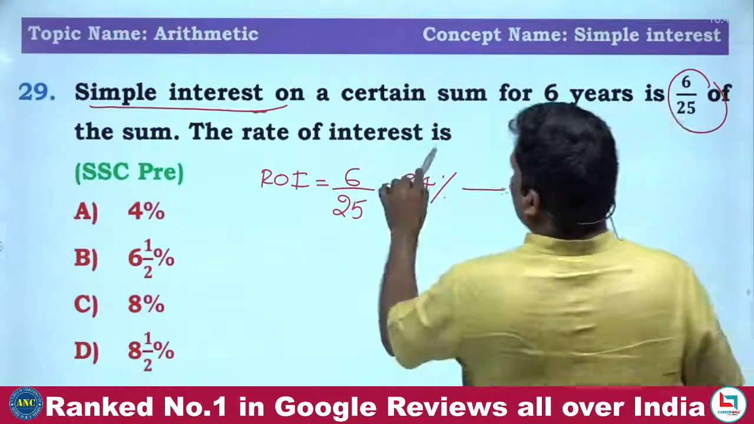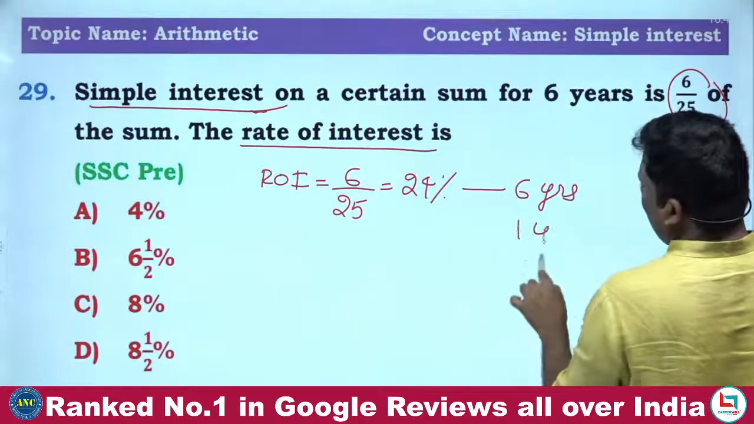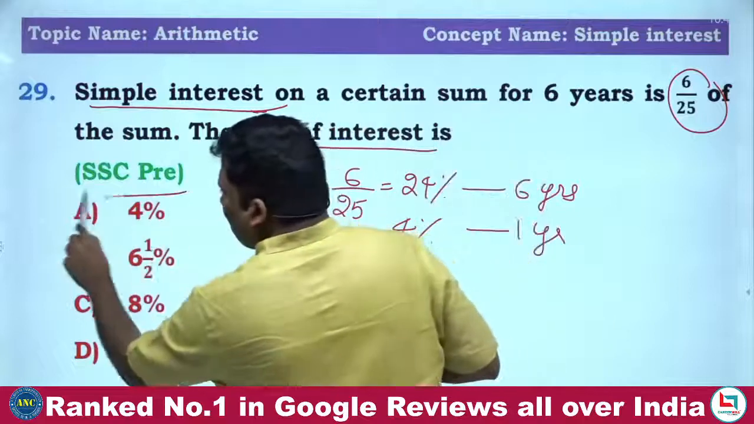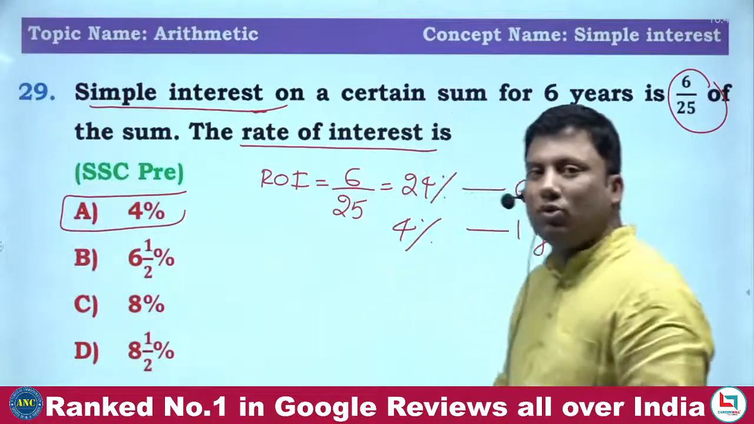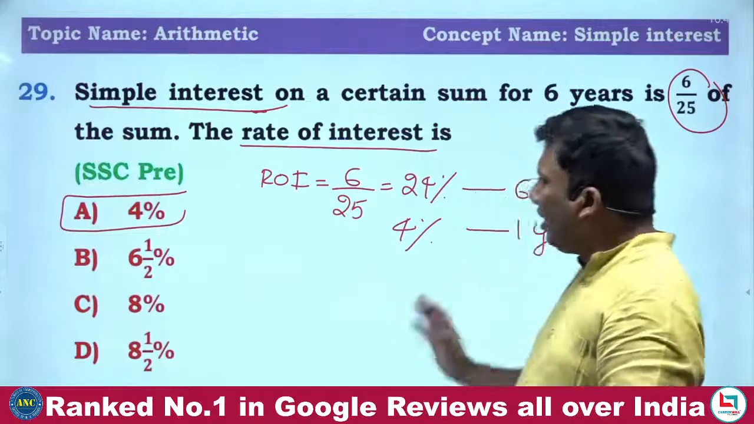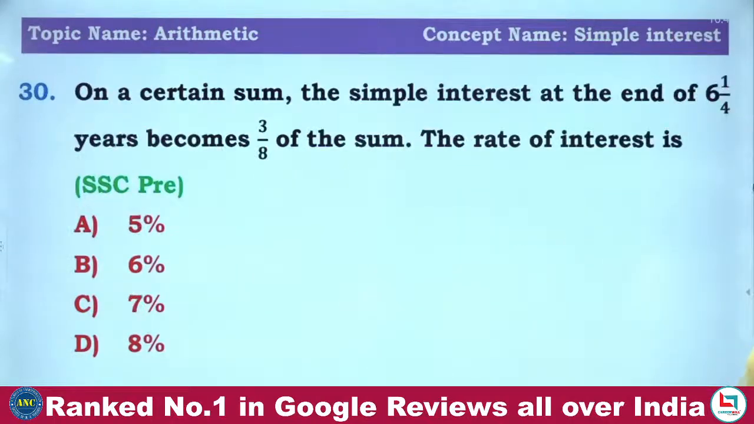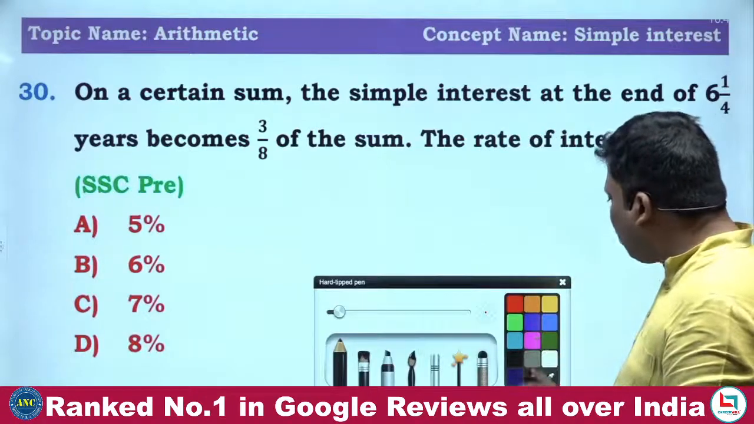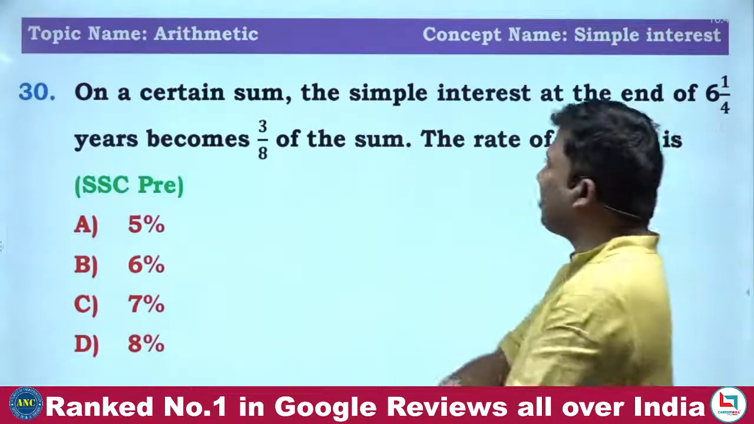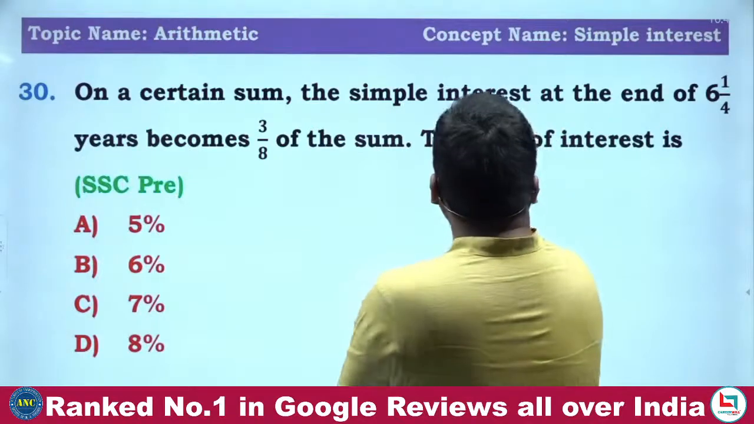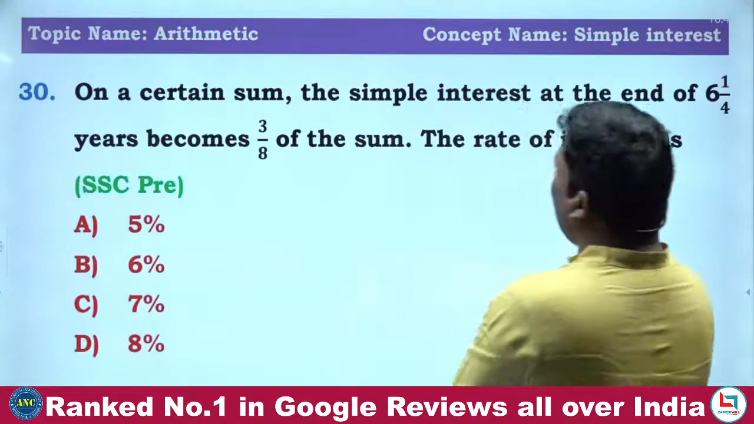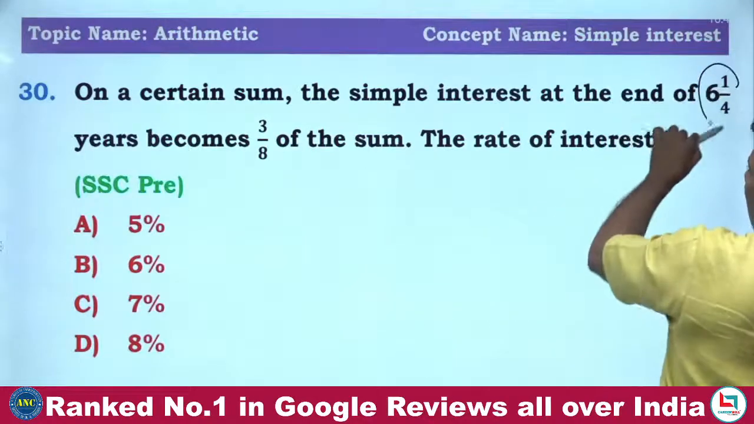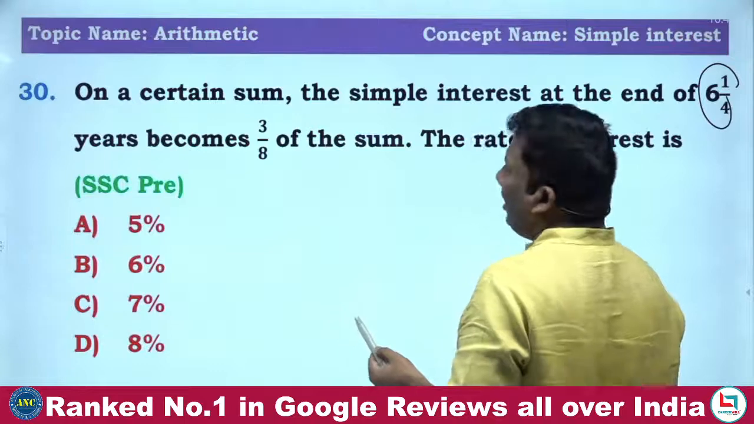But the question is the rate of interest per annum. For 1 year, how much is it? 4 percentage. See here, most of the questions are previous year exam questions, and they are very easy if you understand them. Answer is 4 percentage. Next one. Listen carefully. Now both the values have changed. On a certain sum, read the question. Simple interest at the end of 6 1 by 4 years becomes 3/8 of this sum.